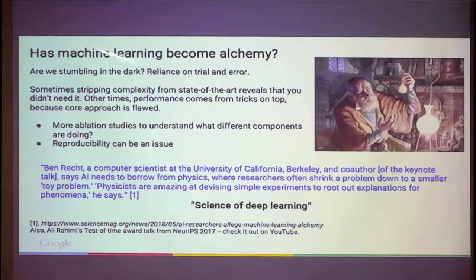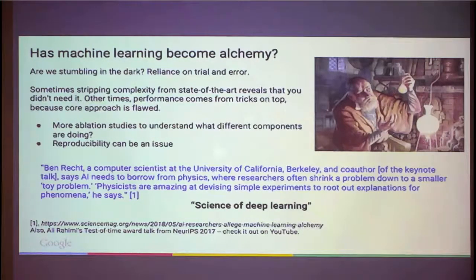So has machine learning become alchemy? This is a provocative title I took from a talk by Ali Rahimi. It's a talk he gave for an award that he and Ben Recht won, at one of the major machine learning conferences, and I encourage you to check out the talk on YouTube, if only for its entertainment value. But it also has interesting points that come up here. He took the opportunity to make his award talk about the state of machine learning at the moment, having spent many years in it.